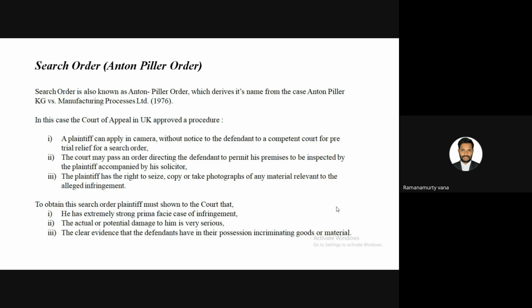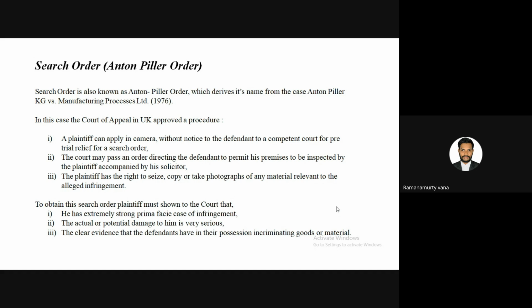But to obtain this search order, the plaintiff must show the court that he has an extremely strong prima facie case of infringement. Prima facie means at first sight. That means at first itself you have to show that there is a strong, extremely strong case of infringement. And the second one is that the actual or potential damage to him is very serious. So even if someone is using your intellectual property, if no damage is caused to you, there is no potential damage to you, then the court cannot issue a search order. We have to show that there is potential damage to his intellectual property right.